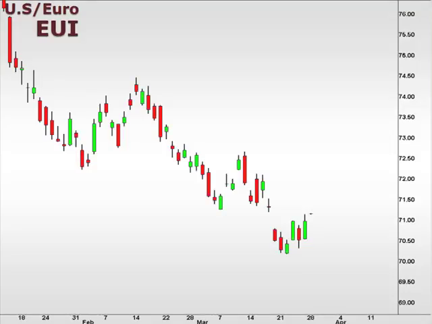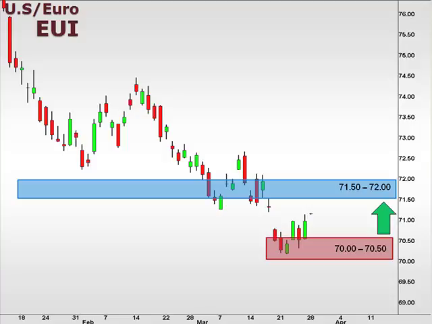Next up, the EUI, the US versus the Euro. Well, the EUI continues to trend lower, but did bounce at the 70 support level as we expected last week. This does lend credibility to a test of the 71.5, 72 resistance level.